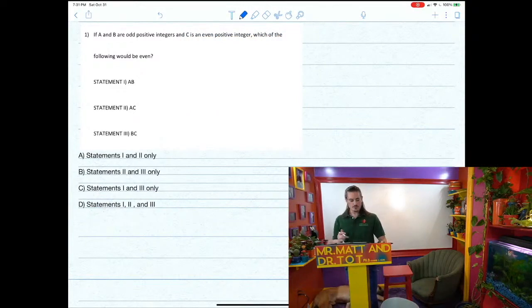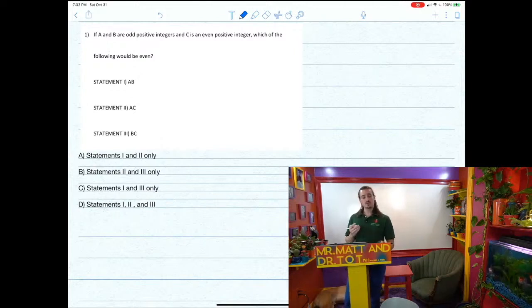Okay, question number 1 says if A and B are odd positive integers and C is an even positive integer, which of the following would be even? Statement 1 says A times B, statement 2 says A times C, and statement 3 says B times C. A is statements 1 and 2 only, B is statements 2 and 3 only, C is statements 1 and 3 only, and D is statements 1, 2, and 3.